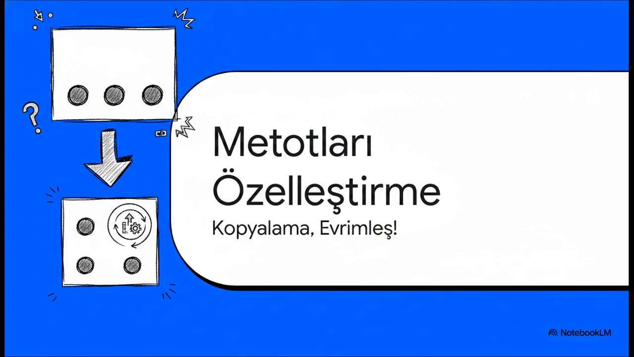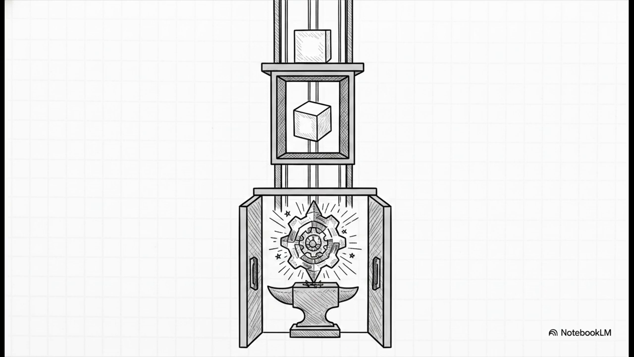Okay, part 3, customizing methods. This is all about evolution, not just blind copying. When you're in the trenches coding, especially in Python, you're going to use the super function. I want you to think of it kind of like an elevator. It travels up to the parent class, grabs all that foundational code, and brings it right back down to your subclass. But the real magic happens with method overriding, or metot ezme. A subclass can actually take a parent's behavior and completely rewrite it to fit its own specific needs. This is your very first step into the wild world of polymorphism.